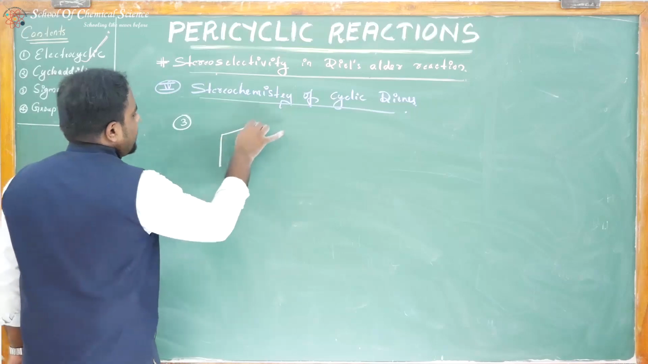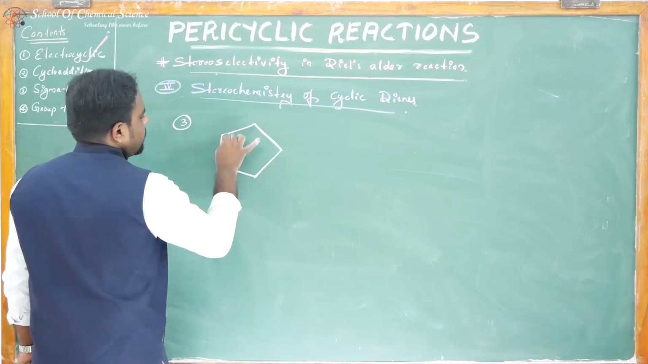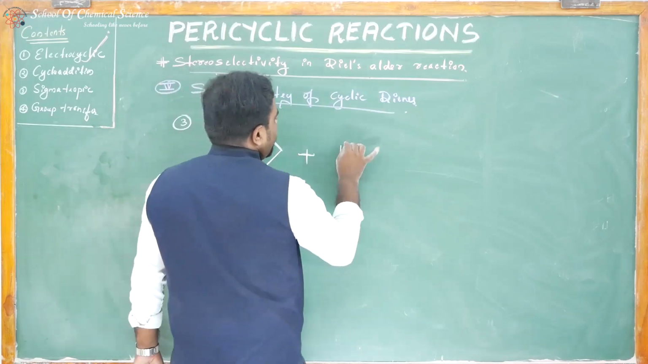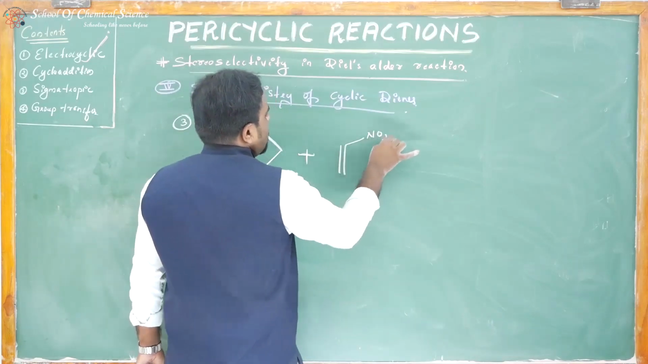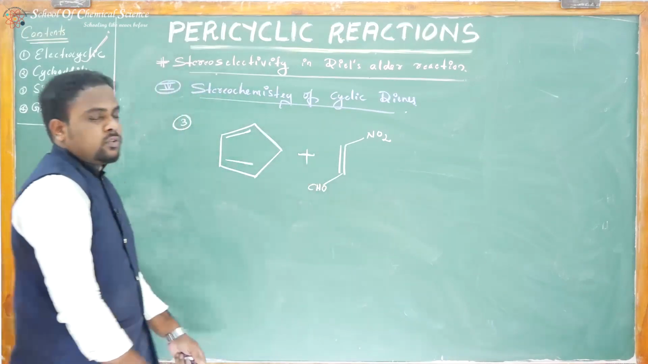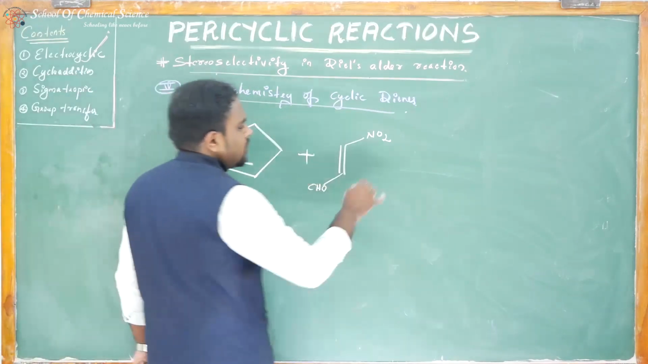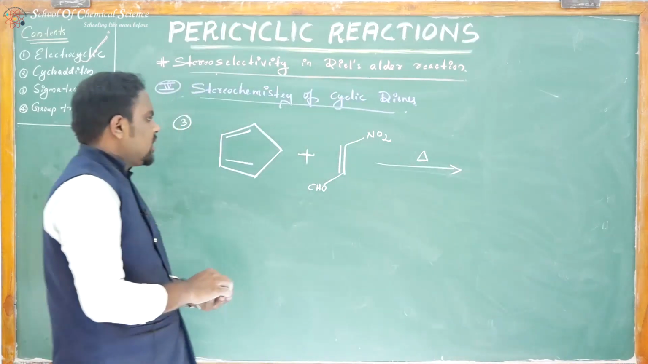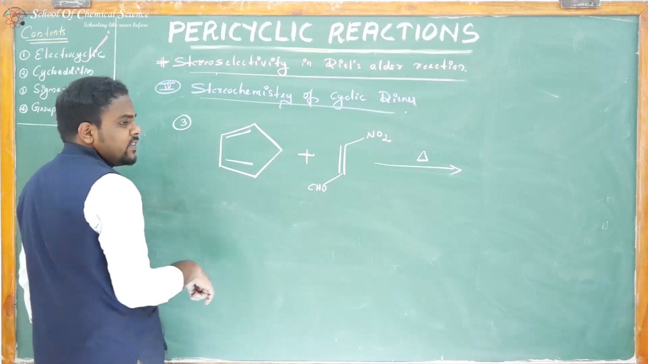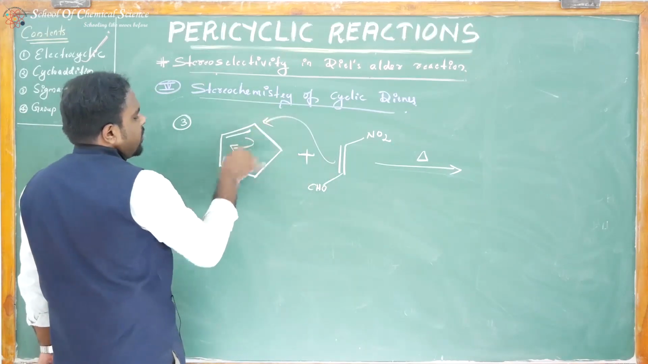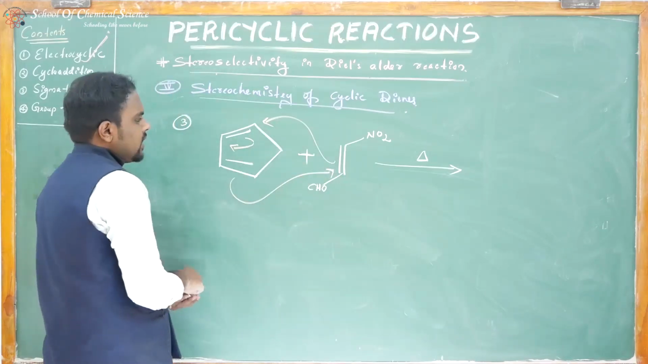A cyclic diene plus a dienophile containing NO2 and CHO. NO2 and CHO are trans to each other, under thermal condition. Regioselectivity is not there because this is symmetrical. 4 plus 2 cycloaddition reaction.